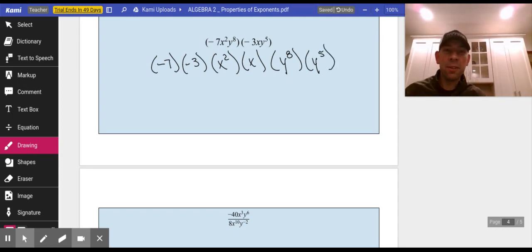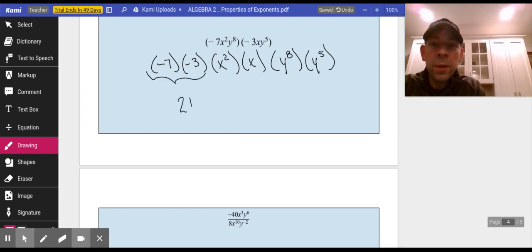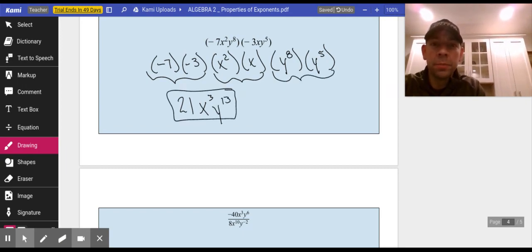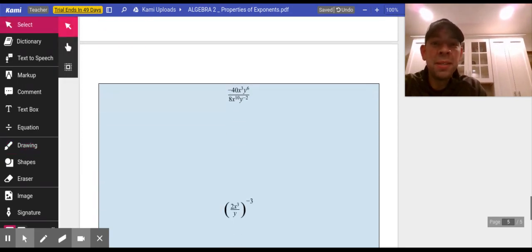And technically, that's called the commutative property that says, hey, when you're multiplying, you can kind of shuffle these in any order you want. So the product there is going to be 21. The product here is going to make x cubed. And the product right here is going to make y to the 13th. And you're all done. So we're just adding those exponents as we multiply like bases.